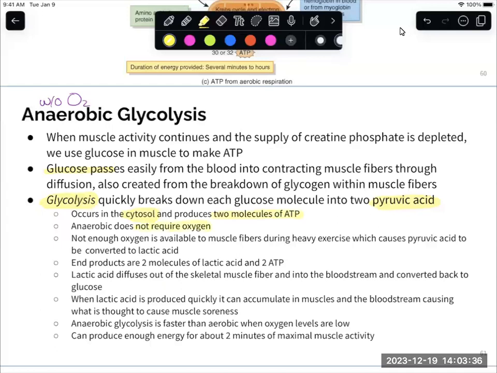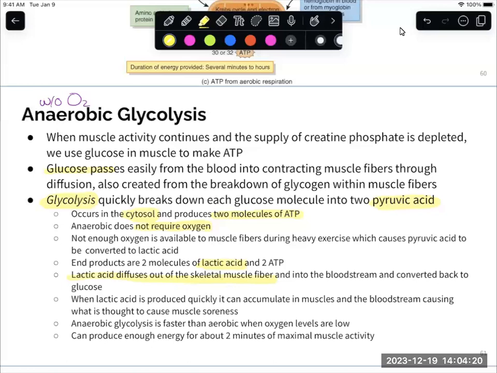No oxygen, as I mentioned, anaerobic means without oxygen. We use this when there's not enough oxygen in that muscle cell. The problem is this pyruvic acid can be converted to lactic acid. That lactic acid will diffuse out of those skeletal muscles, get into the bloodstream, where it can go to the liver and be converted back to pyruvic acid or glucose, or our cardiac muscle can use this lactic acid to make energy. Cardiac muscle is the only place in the body that can use lactic acid to make energy.